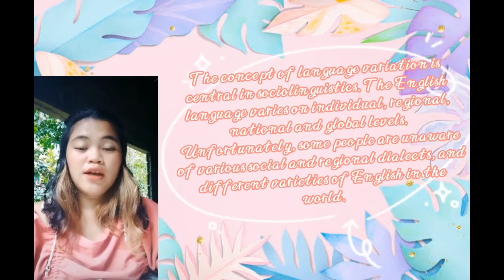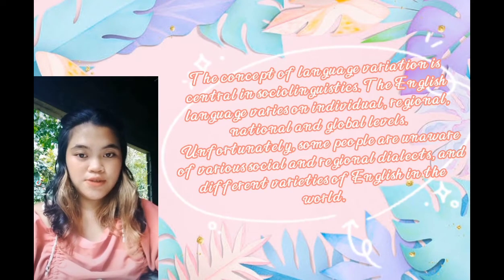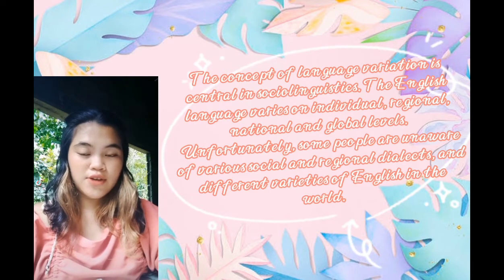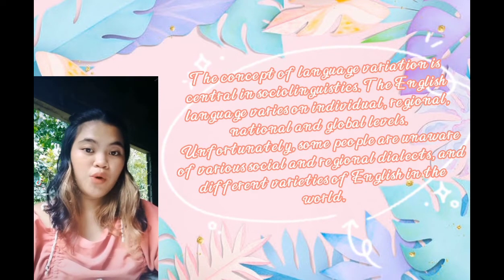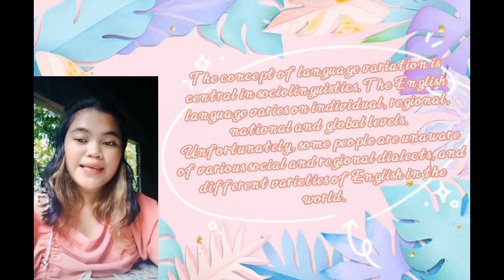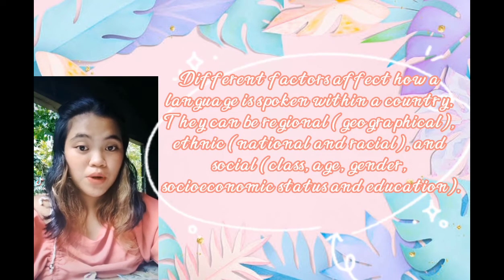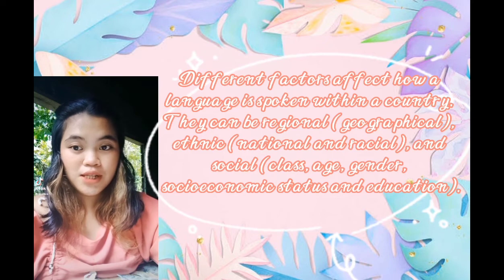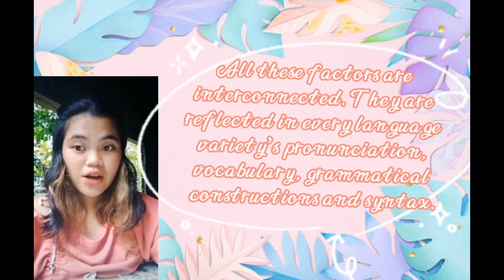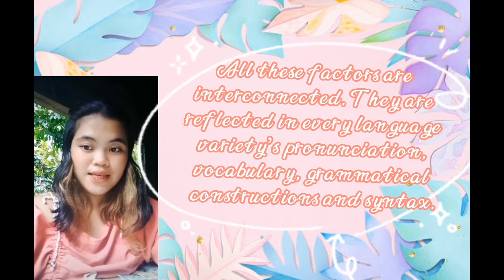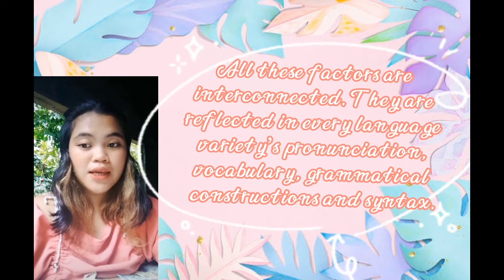Another topic that I have is language variation. The concept of language variation is central in sociolinguistics. The English language varies on individual, regional, national, and global levels. Unfortunately, some people are unaware of social and regional dialects and different varieties of English in the world. Different factors affect how language is spoken in different countries. They can be regional, ethnic, and social. All these factors are interconnected. They are reflected in every country's varieties in pronunciation, vocabulary, grammatical construction, and syntax.